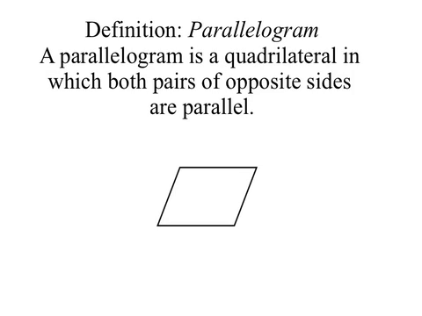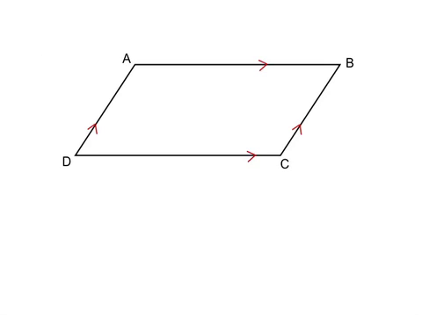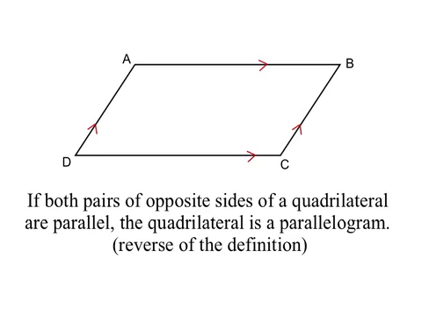Here's a parallelogram, and a reminder that the definition of a parallelogram is a quadrilateral in which both pairs of opposite sides are parallel. In this lesson, we're going to look at different ways to prove that a quadrilateral is a parallelogram. We'll start with being given a quadrilateral with opposite sides parallel. And of course, that's the reverse of the definition. And all definitions are reversible.